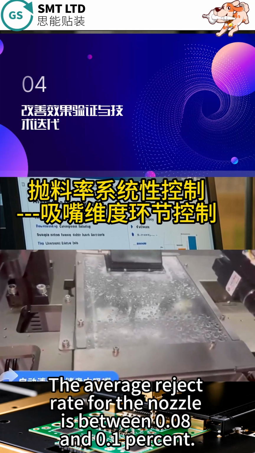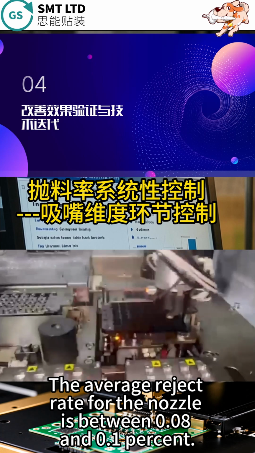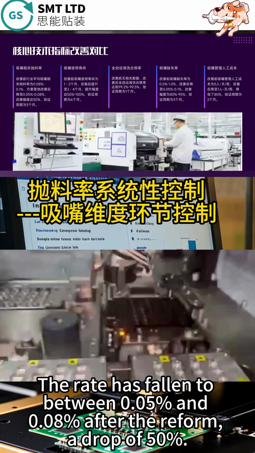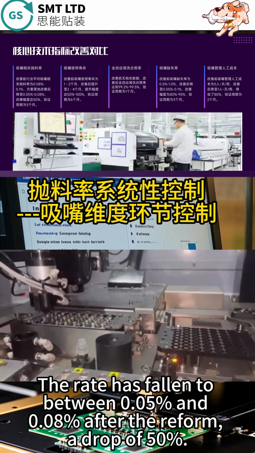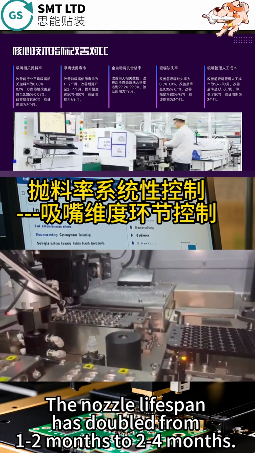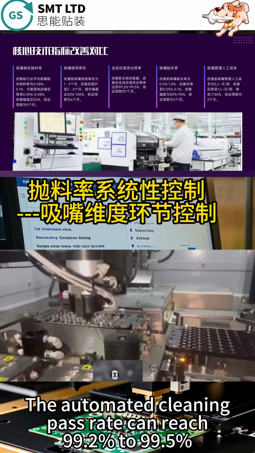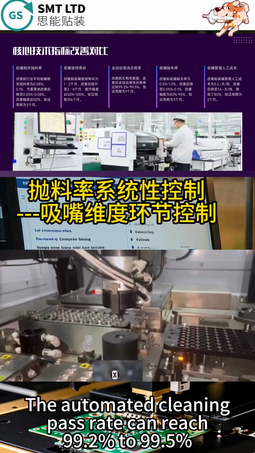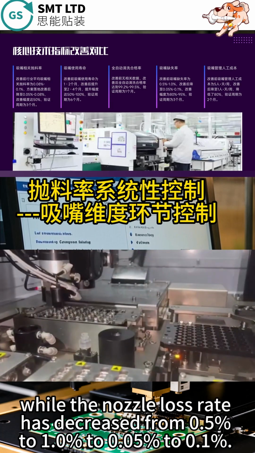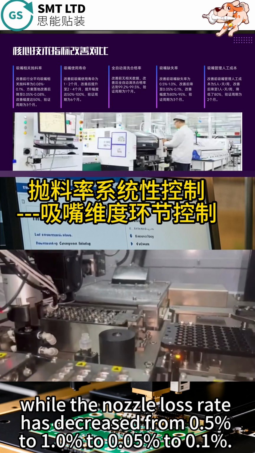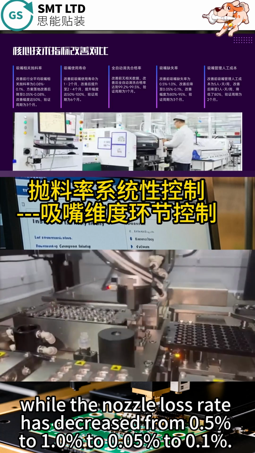The average reject rate for the nozzle is between 0.08% and 0.1%. The rate has fallen to between 0.05% and 0.08% after the reform, a drop of 50%. The nozzle lifespan has doubled from 1 to 2 months to 2 to 4 months. The automated cleaning pass rate can reach 99% to 99.5%. While the nozzle loss rate has decreased from 0.5% to 1.0% to 0.05% to 0.1%.